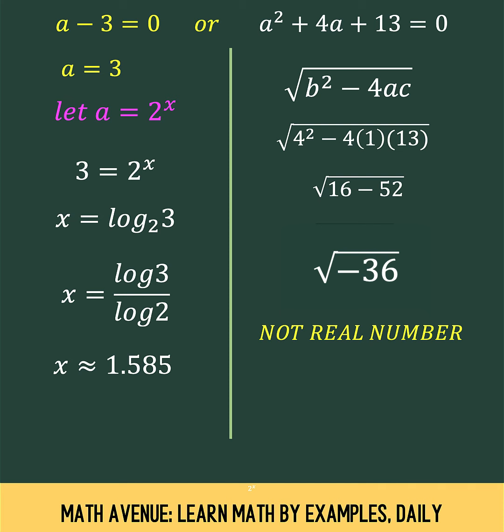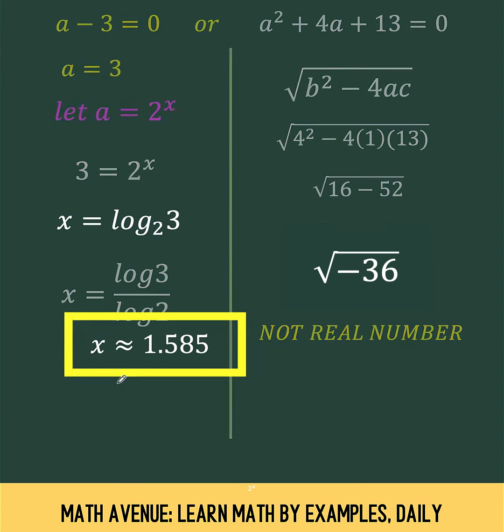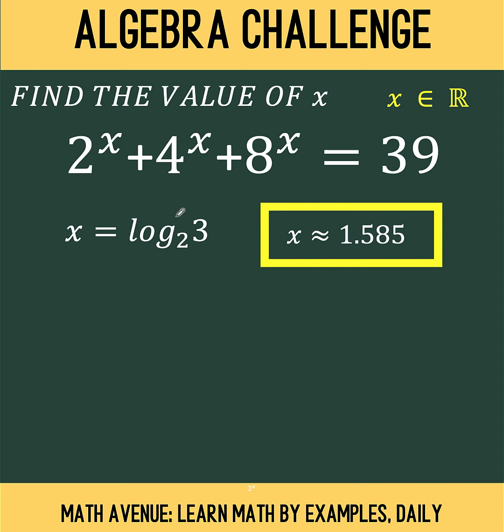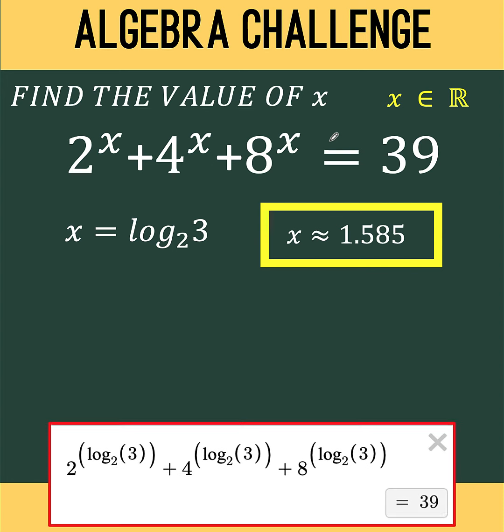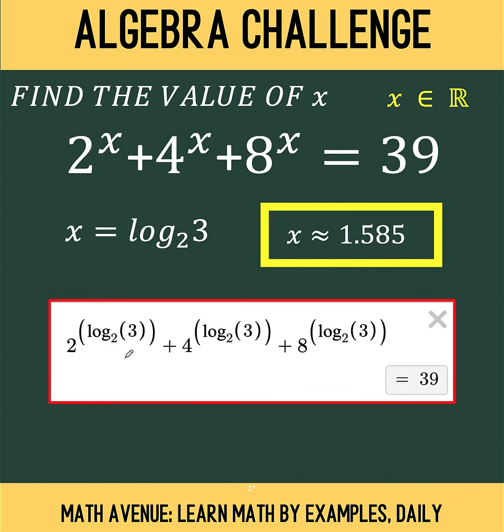Therefore, the only acceptable solution for us here is x equals the logarithm of 3 to the base 2, with this approximate value of 1.585. And so going back to the original problem, if we now check and substitute this value for x, here is the result using the Desmos graphing calculator. It was verified that the value of this is really 39. And therefore, we are now sure that our answer is correct.